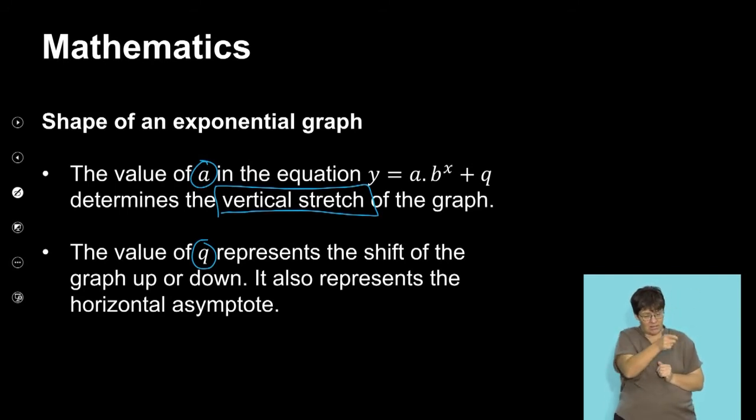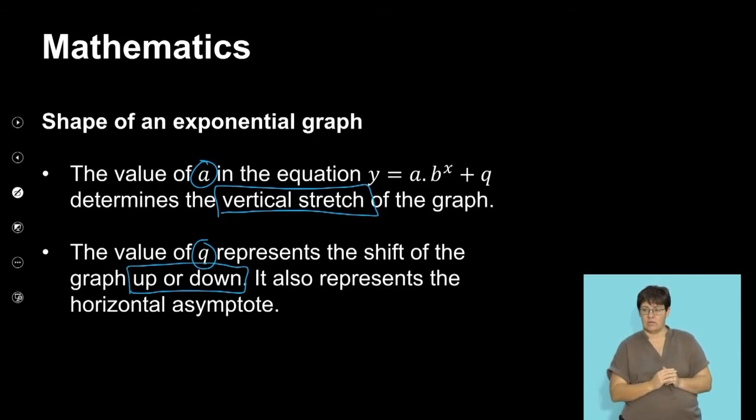Vertical stretch means it becomes a bit stretched vertically, and not really enlarged horizontally. And then the value of q represents the shift of the graph up or down. Shifting means you are moving the graph.